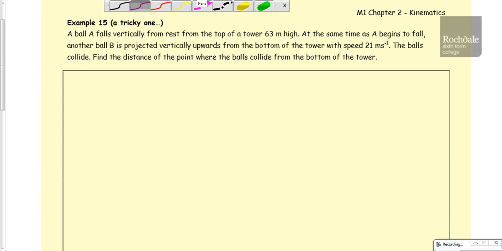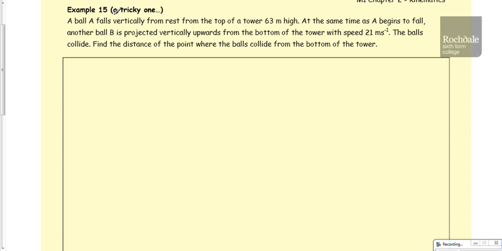M1 Kinematics Example 15. At the top it says Example 15 is a tricky one. So this is going to take a little bit of problem solving. So try and pause the video and just read the question and see if you can develop a bit of a strategy for how you might go about solving this question.